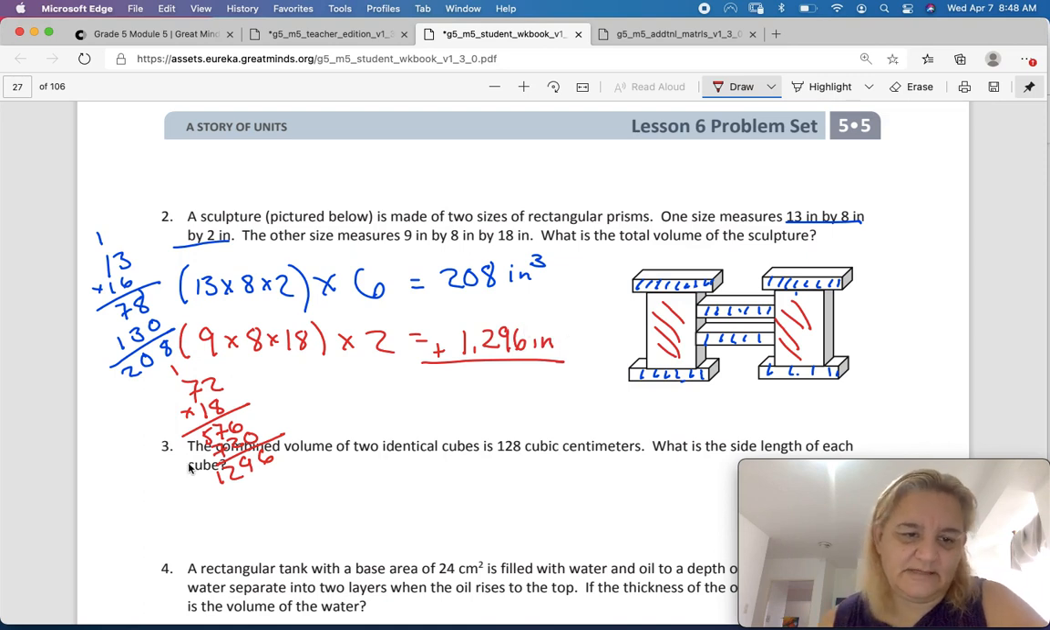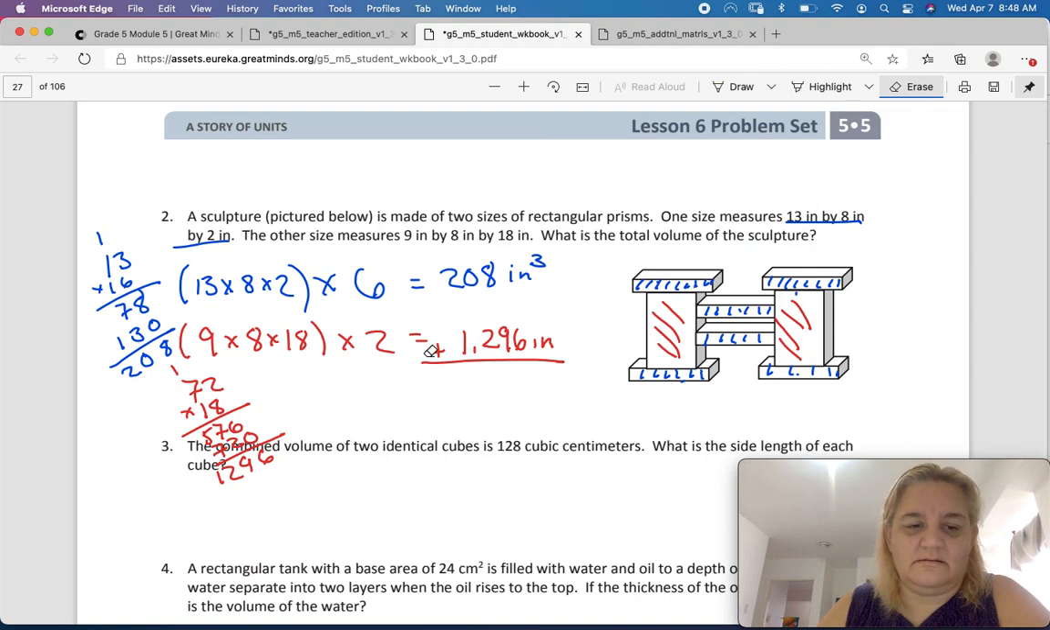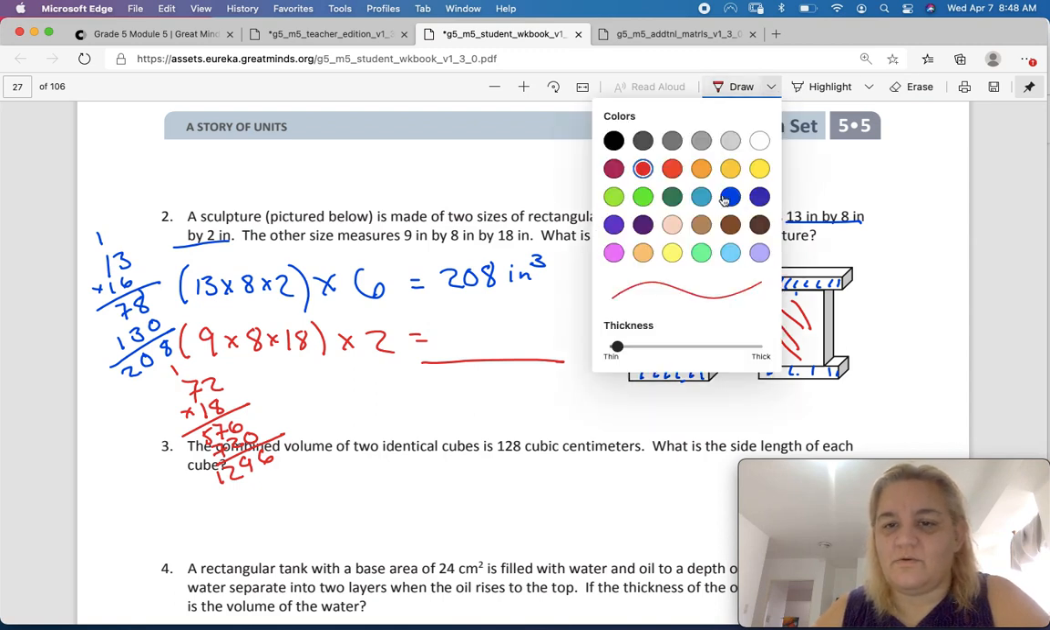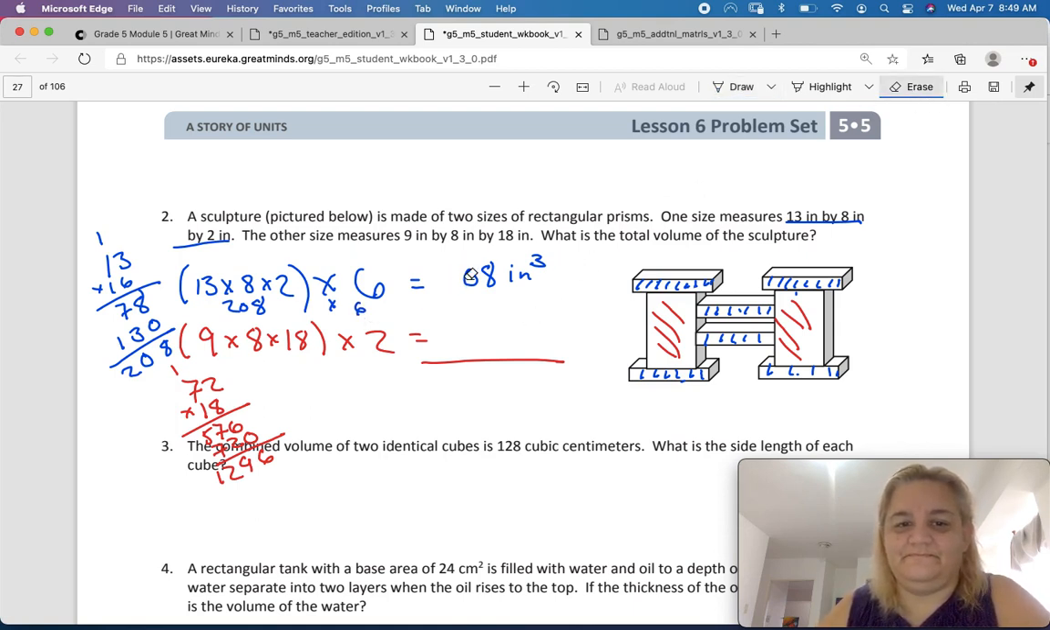Wait a minute, what did I do wrong here? Oh, ha! I just caught a big old mistake. Big one. Okay. I made 2 mistakes in a row. I hope you caught that. 13 times 16 is 208 here. I forgot to multiply by the 6. I hope you caught that before I did.